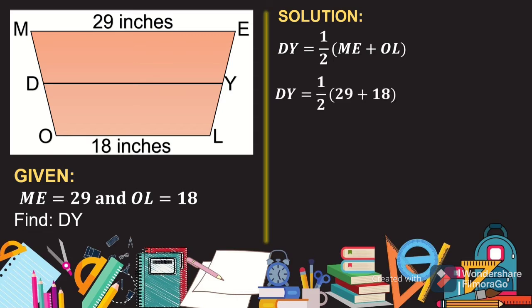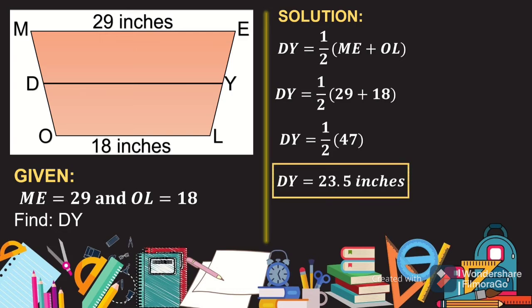Substituting, we have DY is equal to 1/2 times 29 plus 18. 29 plus 18 is equal to 47. So we have line DY is equal to 1/2 times 47, and half of 47 is 23.5. So DY is equal to 23.5 inches. Since it has a unit of inches, we need to put the unit, which is inches.